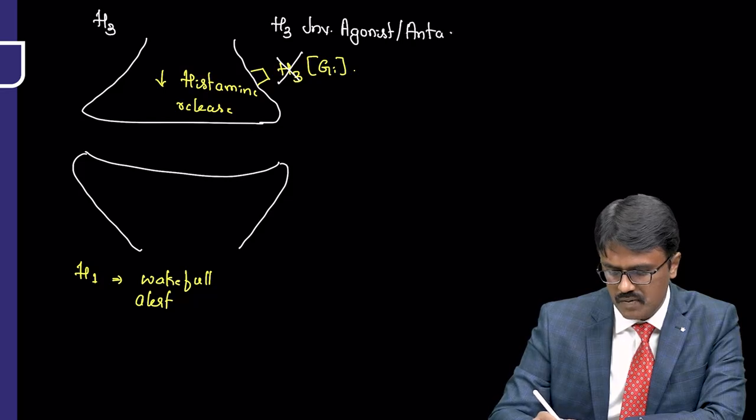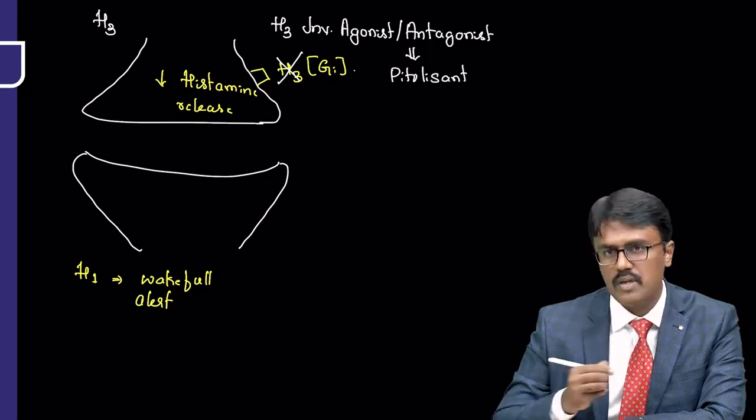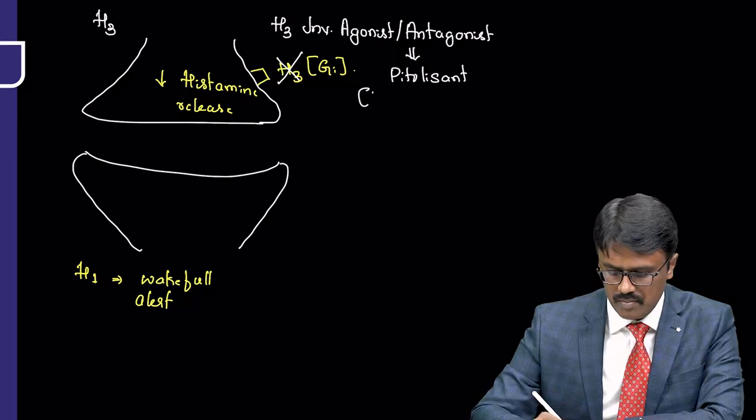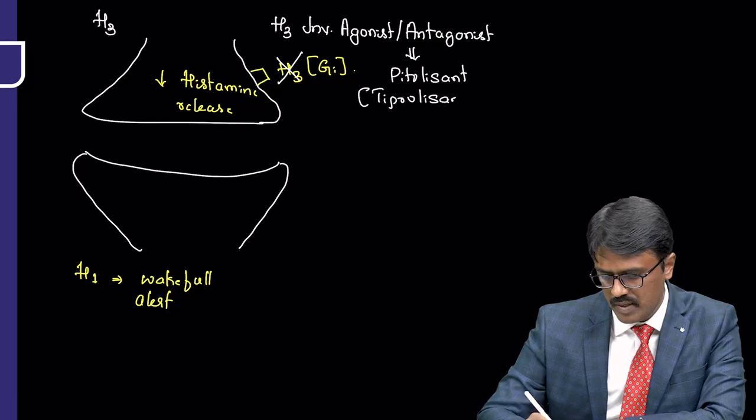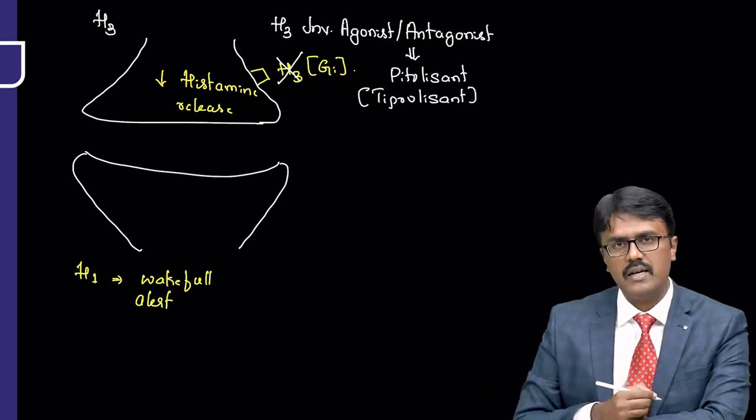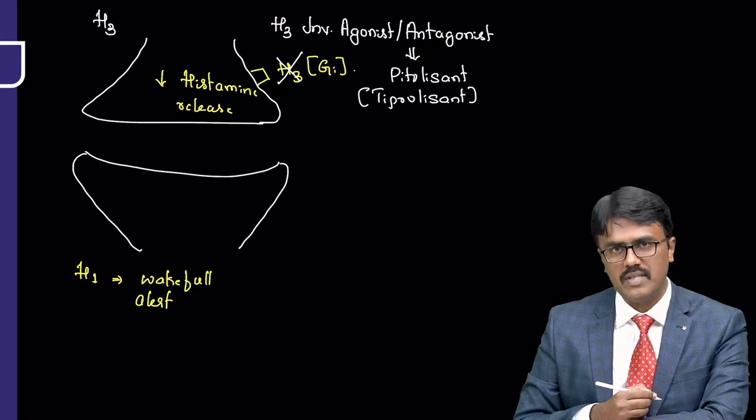So a drug which is an inverse agonist or antagonist for H3, the name is pitolisant. It is also called by one more name, tiprolisant. So let me repeat the name, pitolisant, also called tiprolisant.